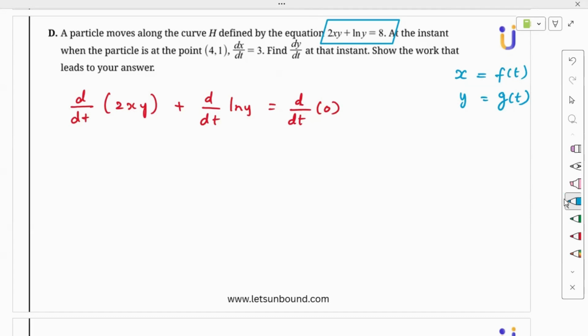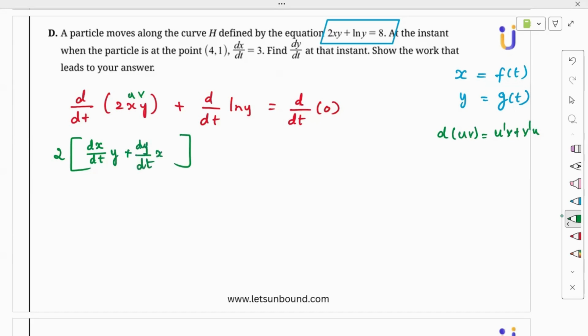It's completely wrong, right? So now take 2 common out, and x and y are two functions in a product. So you treat it as uv. I hope you remember the uv method: the derivative of a product is u prime v plus v prime u. My u is x. If I differentiate, it's not 1, it's dx/dt. Then v as it is. Then I'm differentiating v, dy/dt, and x as it is this time.